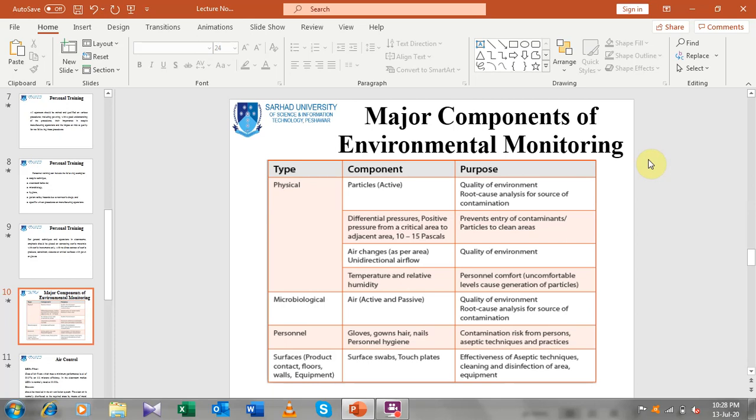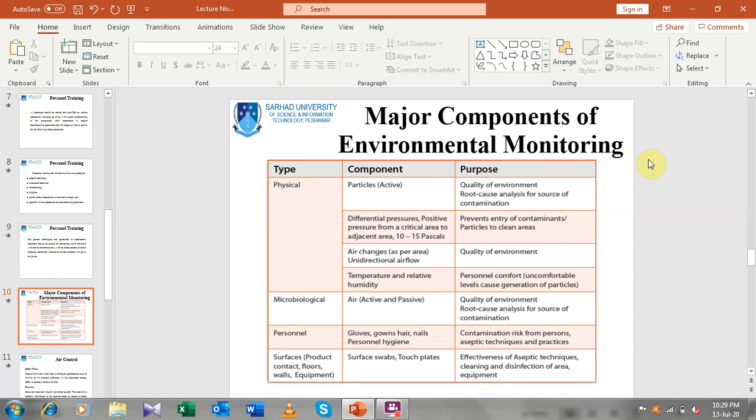Unidirectional airflow is followed in the sterile area as compared to any other areas, in order to minimize the contamination, and temperature and relative humidity should also be controlled. The purpose of the particles: the quality of the environment is evaluated, and root cause analysis is done for the source of contamination. If we take the physical particles, the active particles in the area, we will check the quality of the environment. The purpose of this is not only the quality but also the root cause analysis for the source of contamination as well.